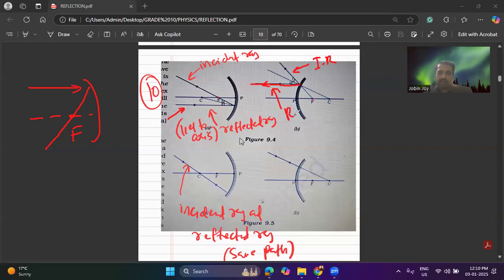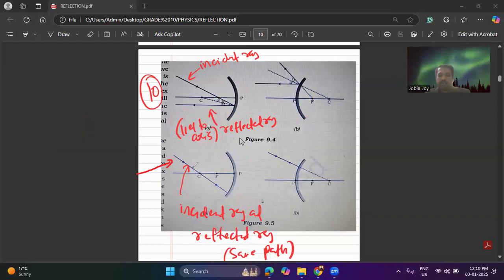This is the reflected ray. The reflected ray will be parallel to the principal axis. Then another case is, this is the incident ray. The incident ray is passing through the center of curvature. If the incident ray is passing through the center of curvature, the reflected ray will also follow the same path. This is in the case of concave mirror.